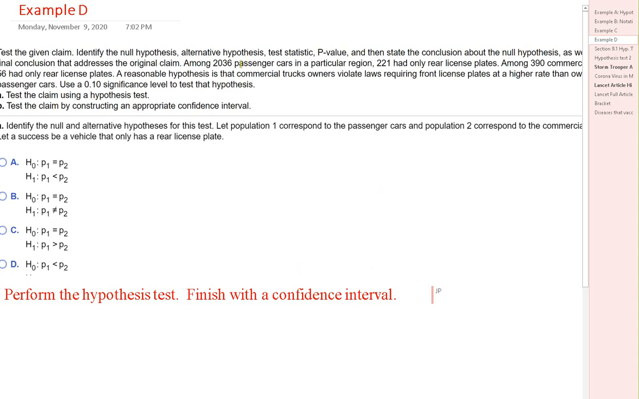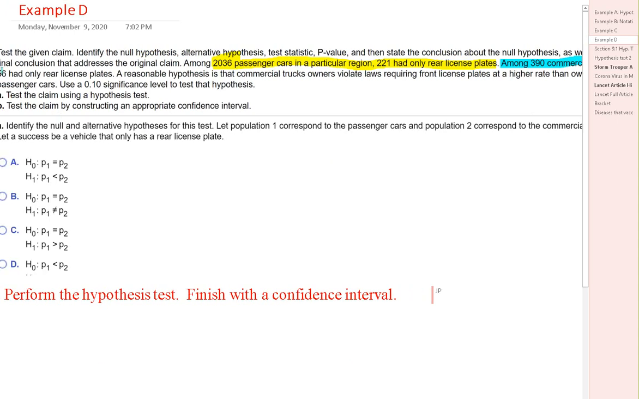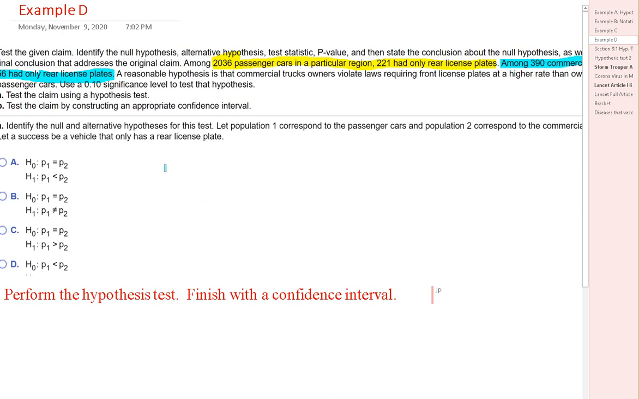Amongst 2,036 passenger cars in a particular region, 221 had only rear license plates. Let's write that down. And then amongst 390 commercial trucks, 56 had only rear license plates. A reasonable hypothesis is that commercial truck owners violate laws requiring front license plates at a higher rate than owners of passenger cars. Use a 1% or 10% significance level to test that hypothesis.